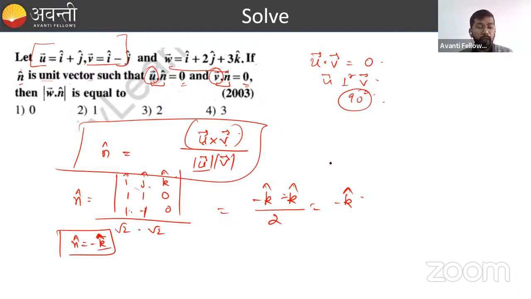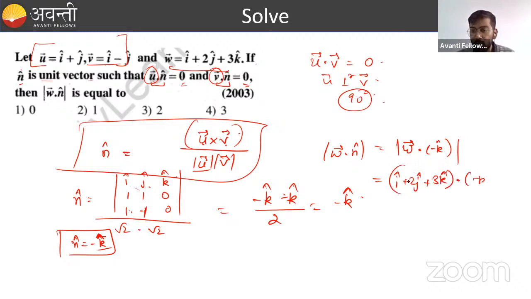Now we have to find mod of w bar dot n cap, which is equal to mod of w bar dot minus k cap. Here w bar is i cap plus 2 j cap plus 3 k cap, dotted with minus k cap, and then the modulus of this. So this will be modulus of minus 3, which comes out to be 3. So our answer is option 4.